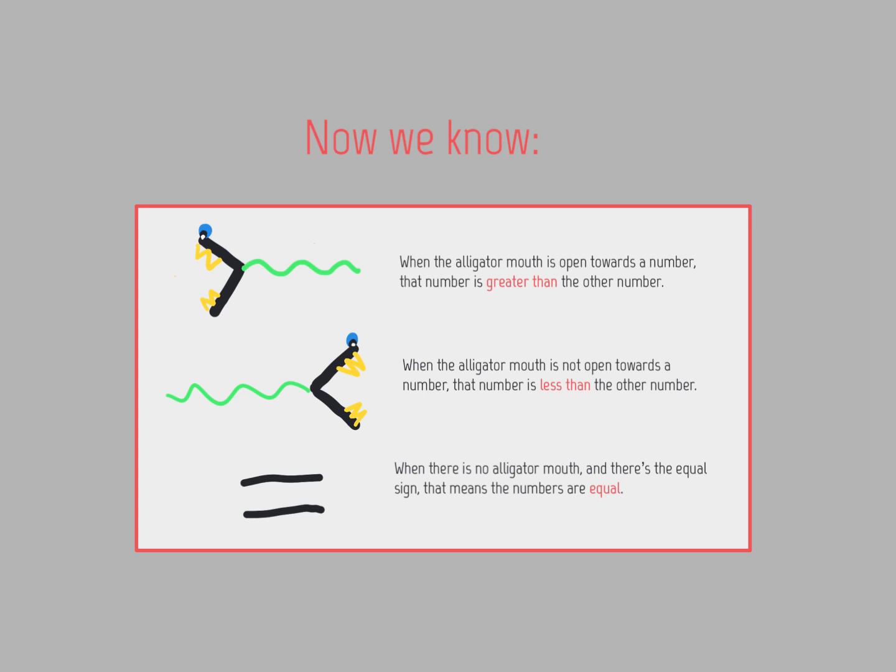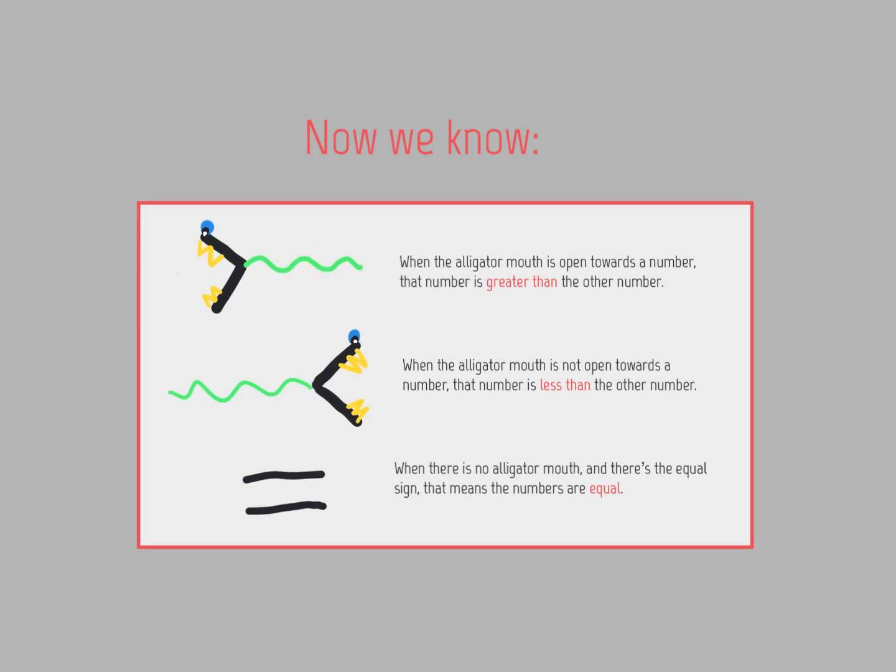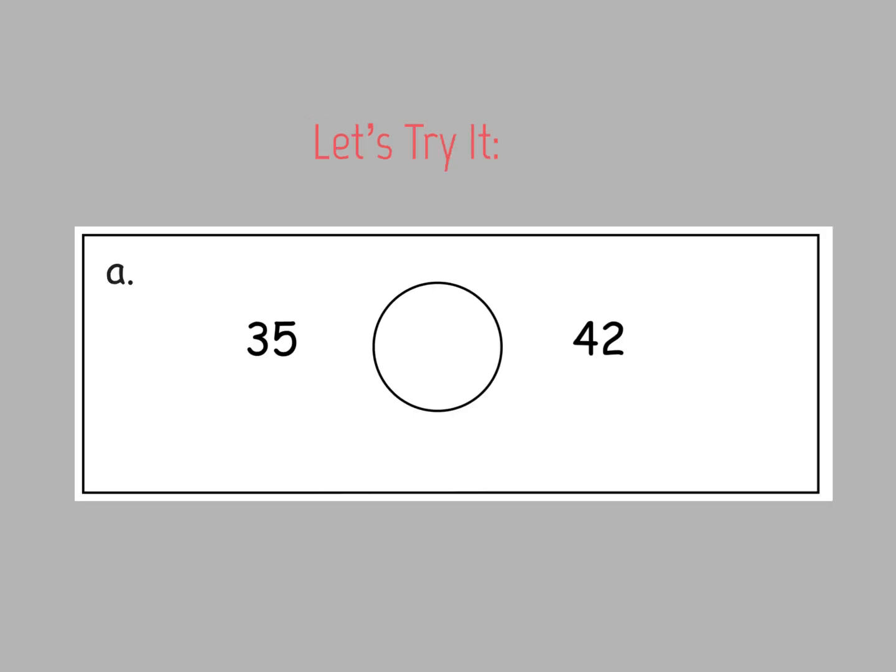This alligator mouth example, we now know is that when the alligator mouth is open towards a number, that number is greater than the other number, because the alligator wants to eat that bigger number. And then we see when the alligator mouth is not open towards a number, that the number is less than the other number. So if it's swimming away and going towards another number, that means that the other number is less than the number that the alligator mouth is open towards. And when there's no alligator mouth and then there's this equal sign right here, it means that the numbers are equal or of the same value.